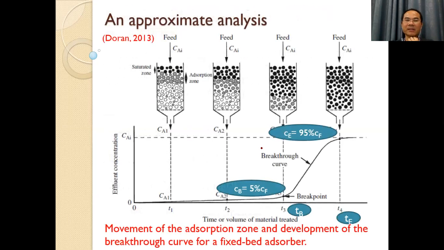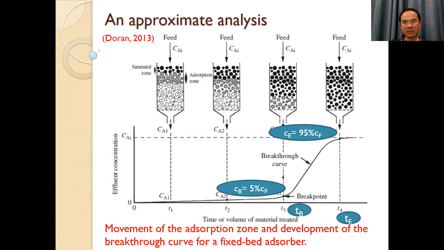For the first one, the approximate analysis, we consider the curve as we showed previously. We talked about the breakthrough curve. Mostly, we will operate at C breakthrough. Breakthrough means the point where, after you feed, the concentration in the output will increase rapidly. At that point, the concentration is about 5% of CF.